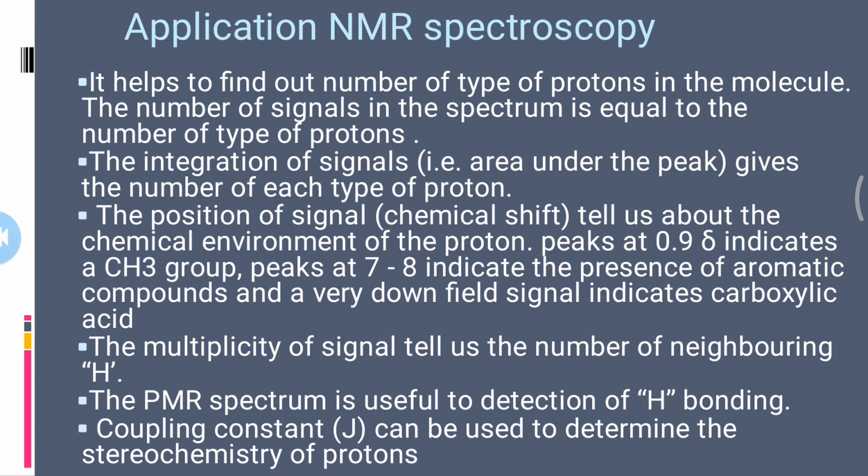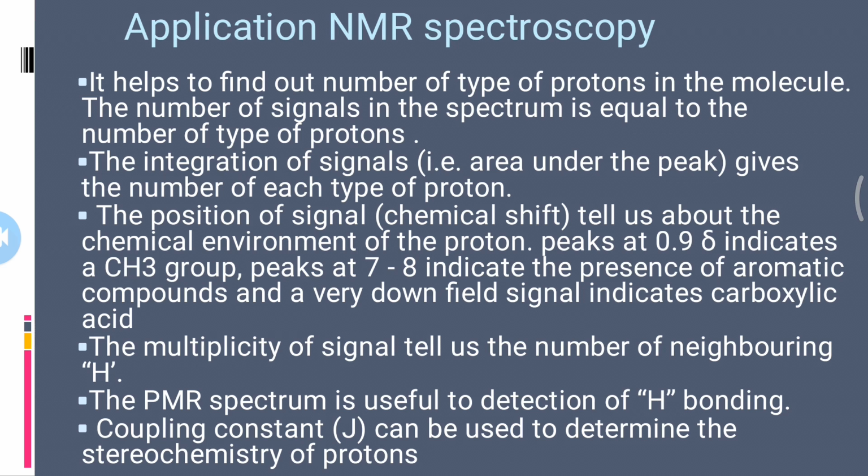If a peak is observed at 0.9 delta, it indicates a CH3 group is present. Similarly, a peak at 7 to 8 indicates the presence of an aromatic compound. A higher chemical shift, or higher delta, signal indicates carboxylic acid. So the highest electronegativity is observed at higher chemical shift. The multiplicity of a signal tells us the number of neighboring hydrogens, neighboring protons.